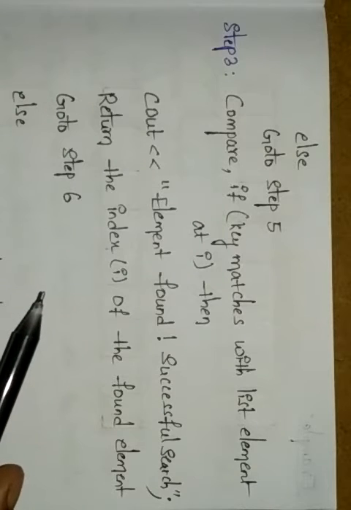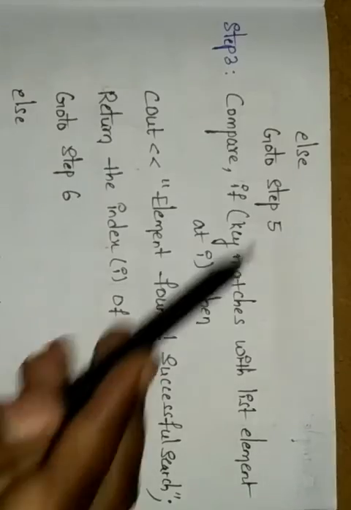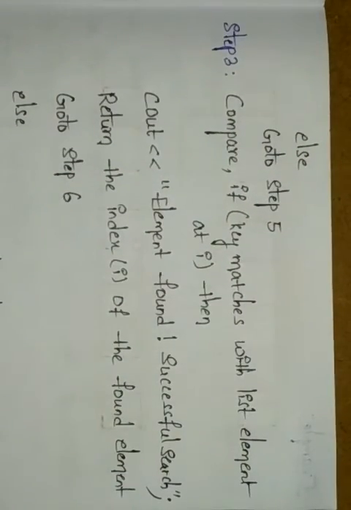Suppose here our step 2, i less than n, is false. We are moving to step 5, right? So before that we have step 4. Increment the i value by 1.